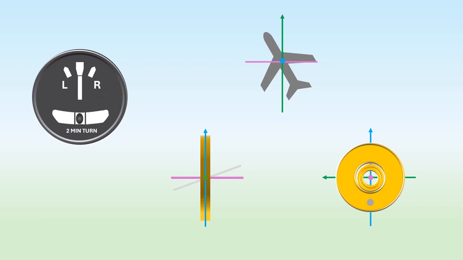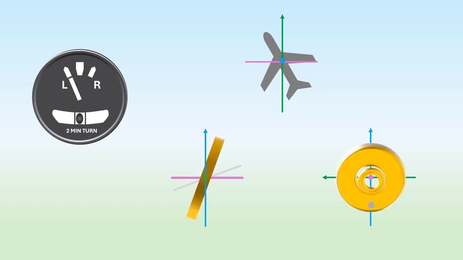The direction and speed of this tilt are translated into the direction and rate of turn, shifting the pointer on the turn rate scale. The amount of tilting is regulated by a spring connected to the gyro, which also centers the gyro once the turn stops.